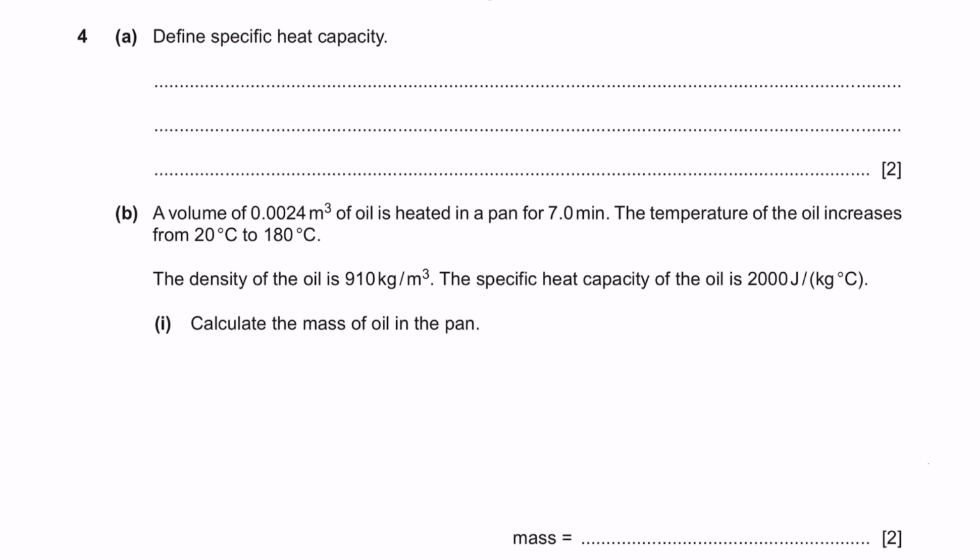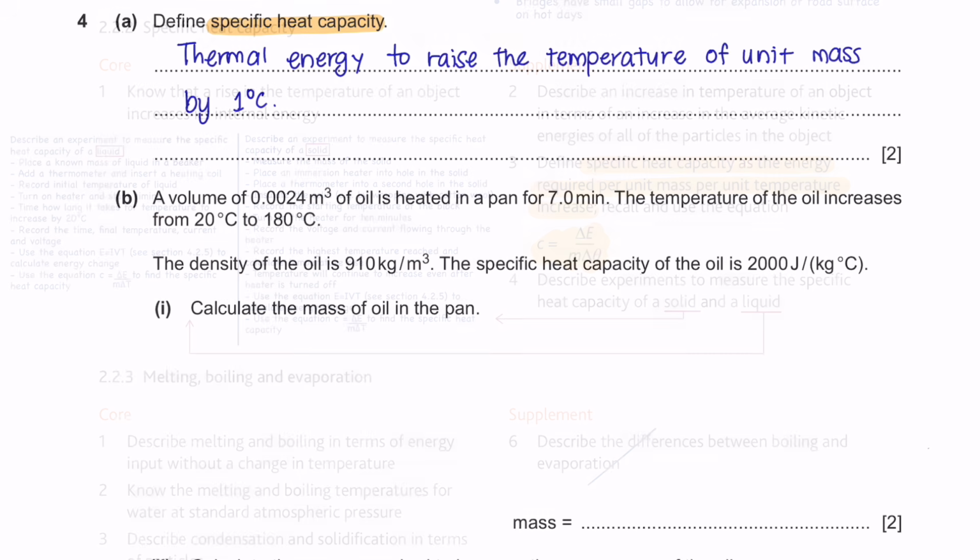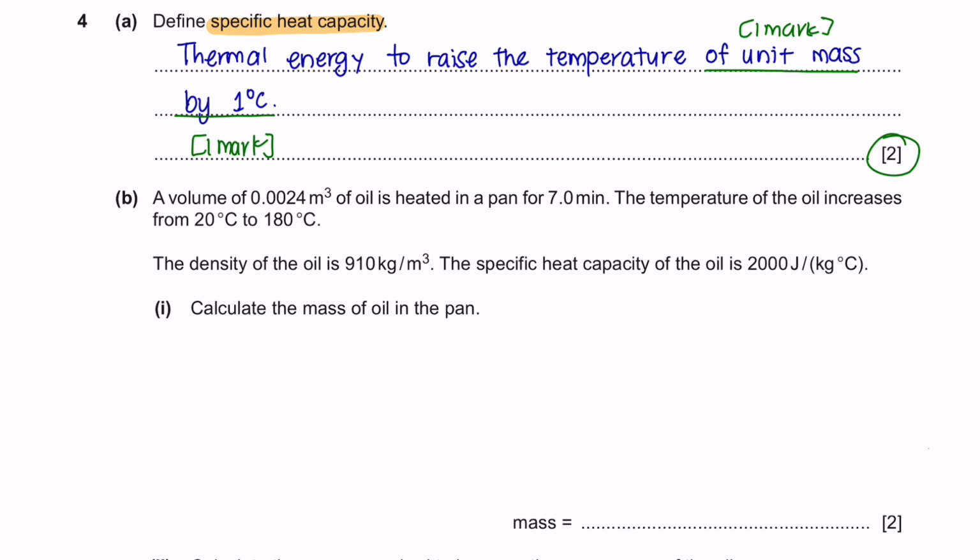Next, question 4a. Define specific heat capacity. You can get this definition in the course syllabus. It says that specific heat capacity is the energy required per unit mass per unit temperature increase. And this is the formula given. This shall give you a complete 2 marks.